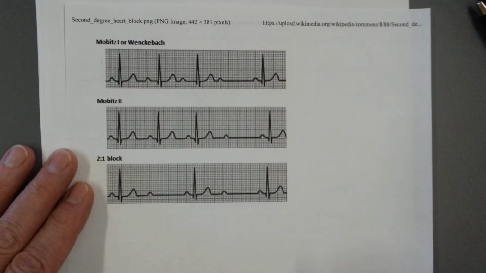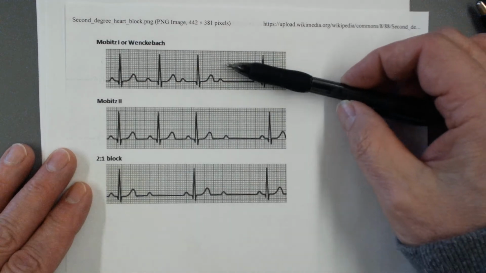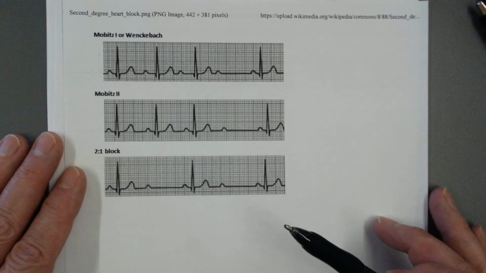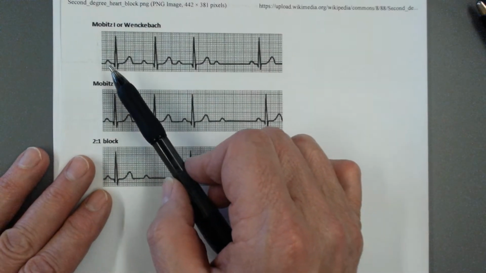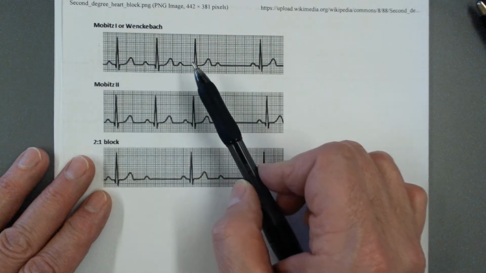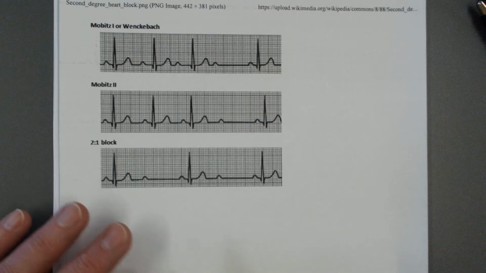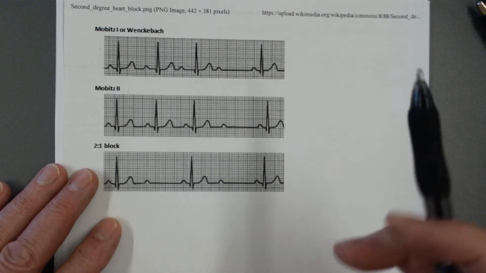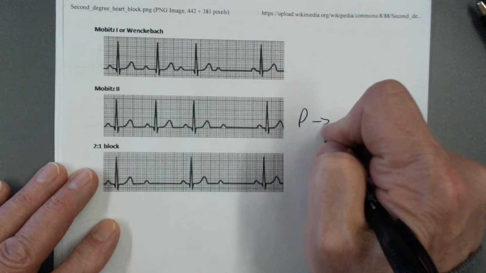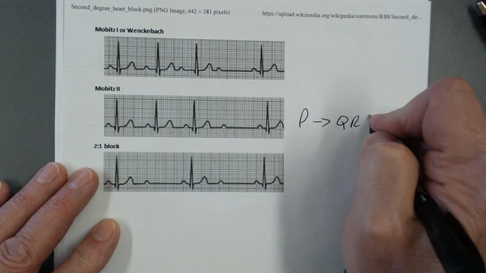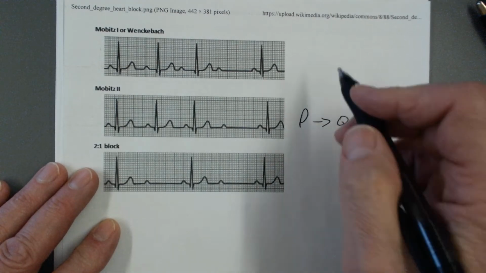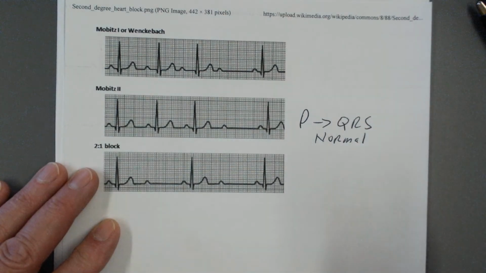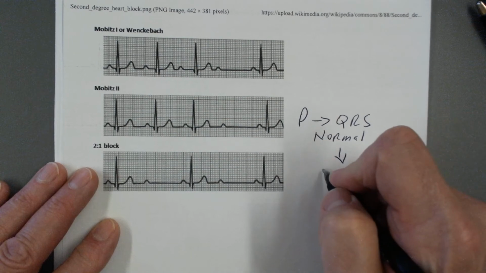So I put this one essentially with a Mobitz 1. Now with a Mobitz 1, essentially, you have progressive lengthening of the PR interval until a beat gets dropped. With Mobitz 2, you do not have progressive lengthening. The P to QRS interval is normal until a beat is dropped.